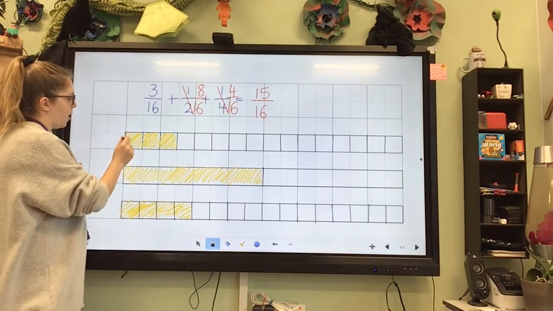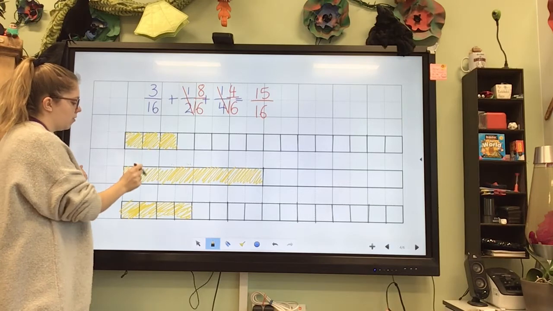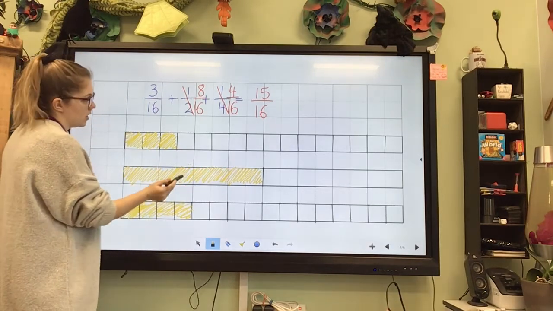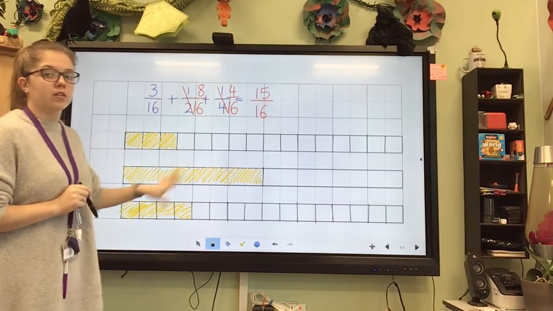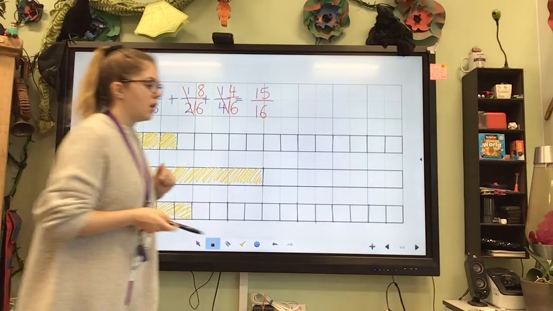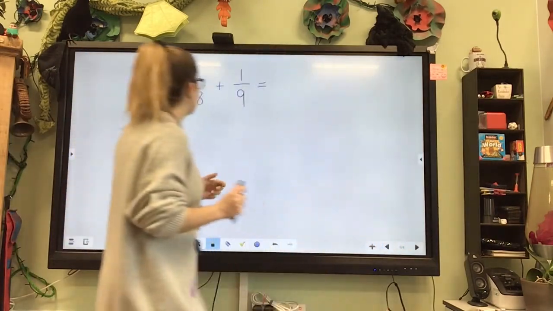Let's double check on our bar model. 1, 2, 3, 4, 5, 6, 7, 8, 9, 10, 11, 12, 13, 14, 15. I've got 15 parts shaded using my bar models. 15 sixteenths was the answer. Well done if you've got that by yourselves.